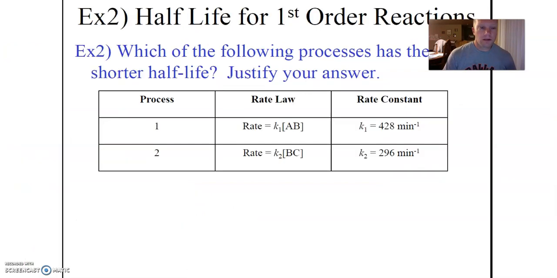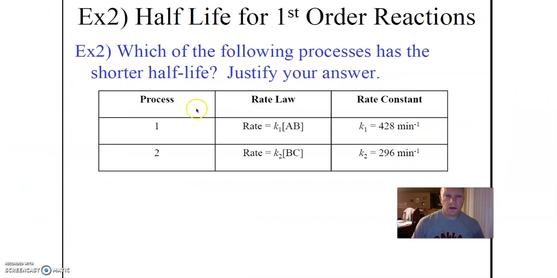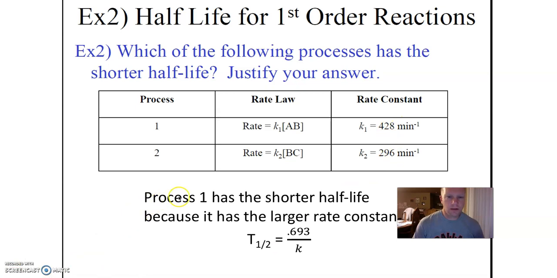All right, one last question here. Which of the following processes has the shorter half-life? Well, we've got our two rate constants here, and we know our rate equation. That means process 1 has the shorter half-life because it has the greater rate constant. If I divide by a greater number, I will get a smaller half-life.